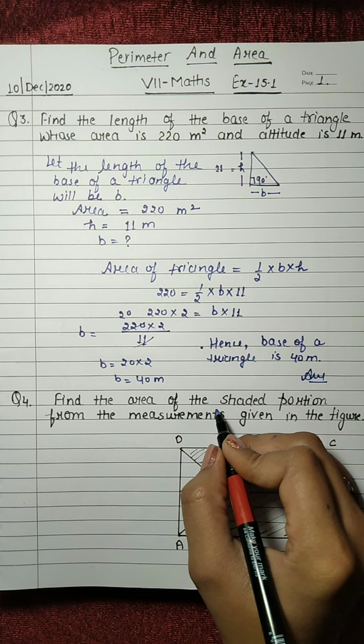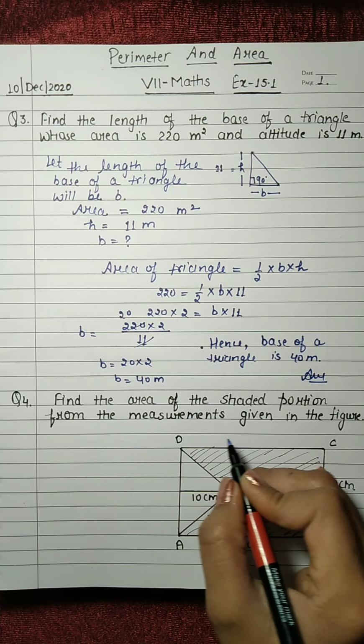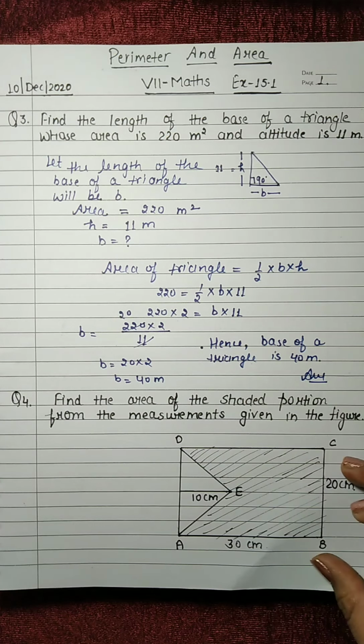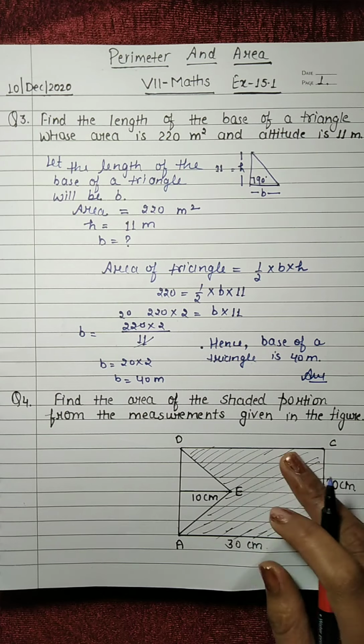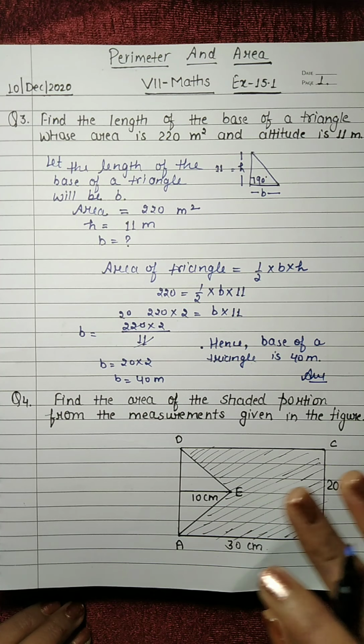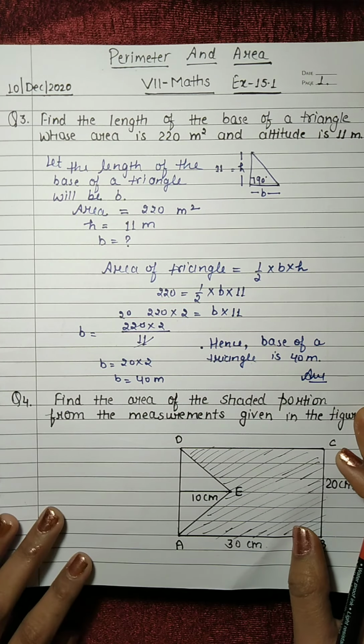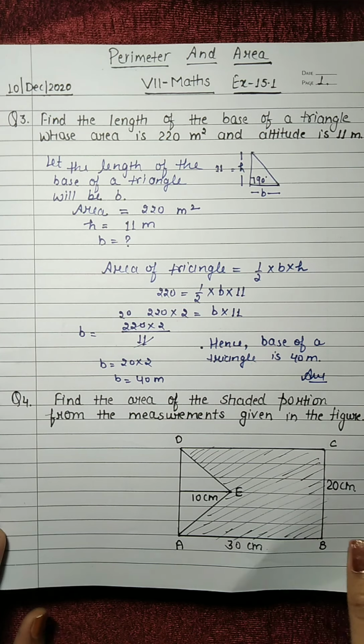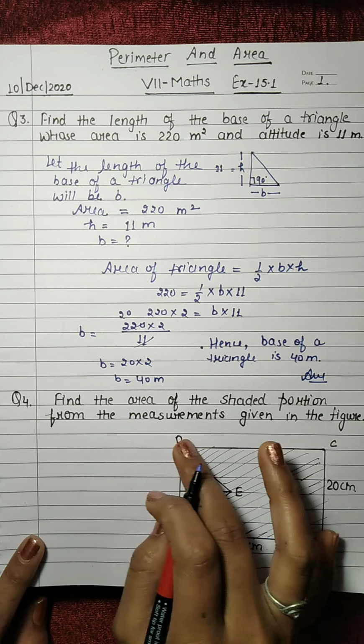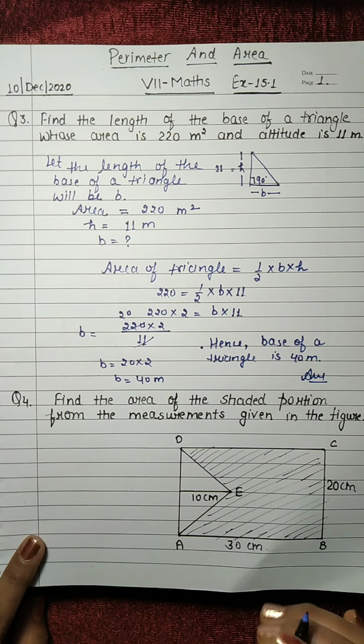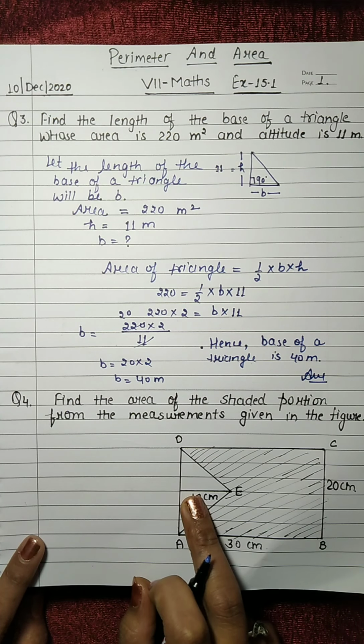Find the area of the shaded portion from the measurement given in the figure. That means a figure is given, and you have to find the area of this shaded portion. Understood? Okay students, so here students, this is a rectangle. Here one is a rectangle and one is a triangle.